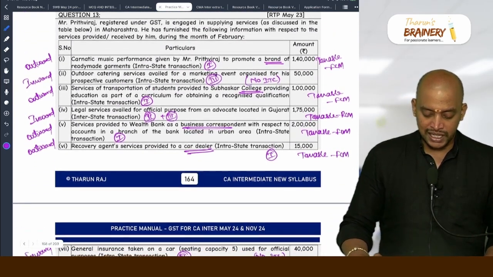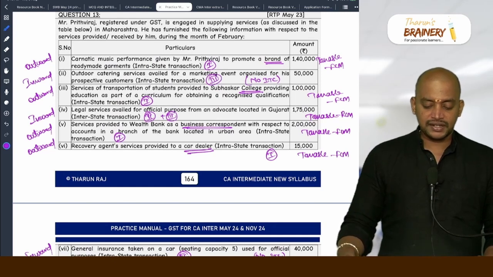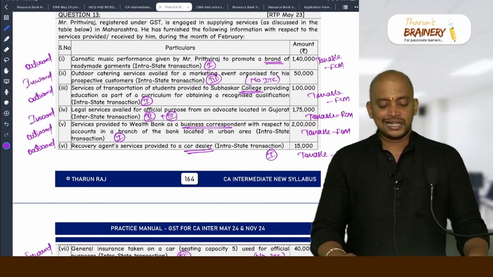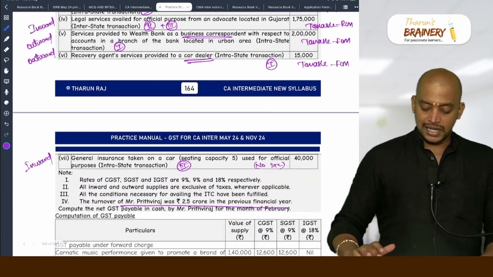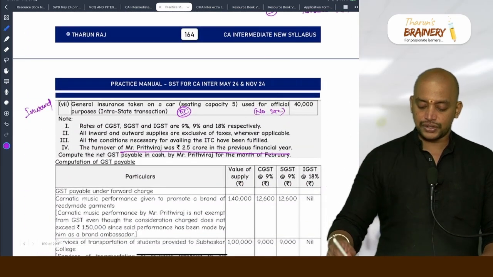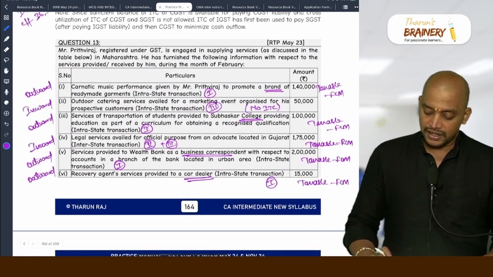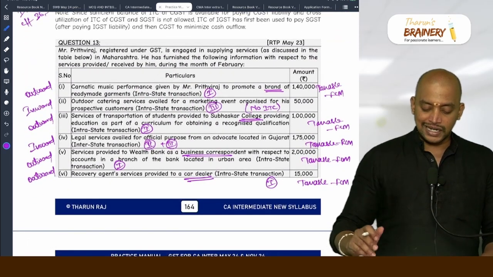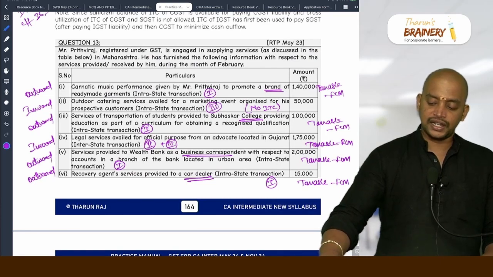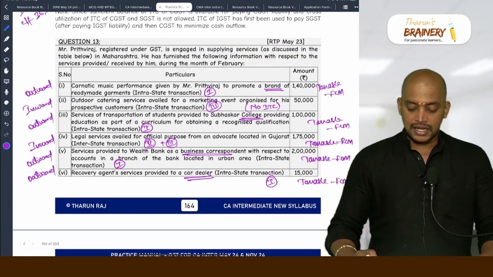What is statement 1? GST payable on outward supplies. First one, 1,40,000. Intrastate means 1,40,000 into 9%, they are asking us to take. So, 12,600, 12,600. Next one, where it will come? Transportation of students, intra. So, again same, 1 lakh into 9%, so 9,000 and 9,000.